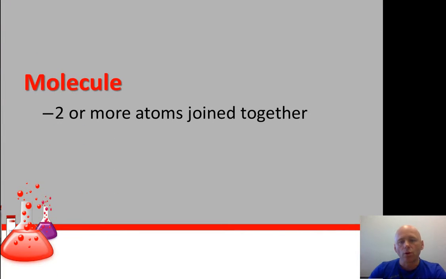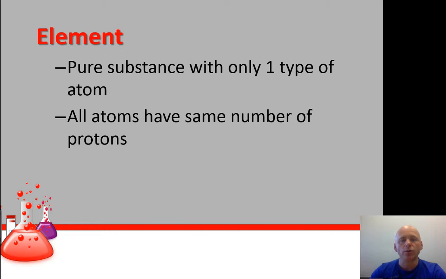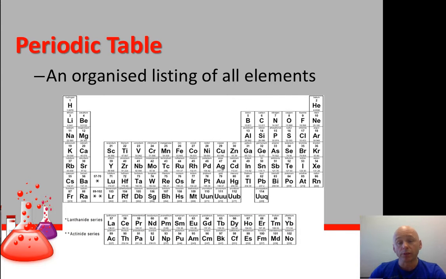Molecule. Two or more atoms joined together. Element. Pure substances with only one type of atom. Okay, all atoms of an element have the same number of protons, and there are 109 known elements. The periodic table is an organized listing of all the elements. Okay, here's a periodic table. It has the 109 or so elements. Well, this one here actually has 114.